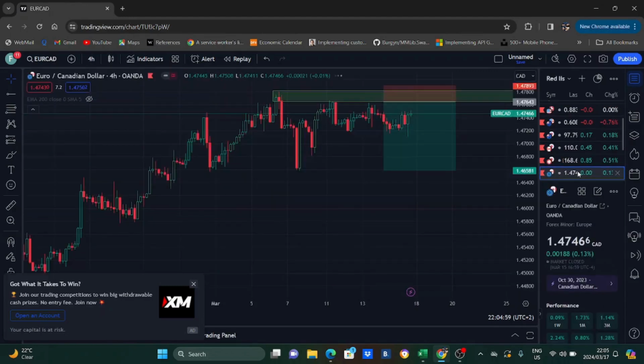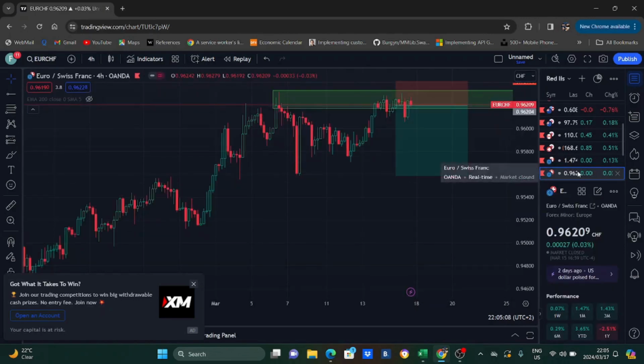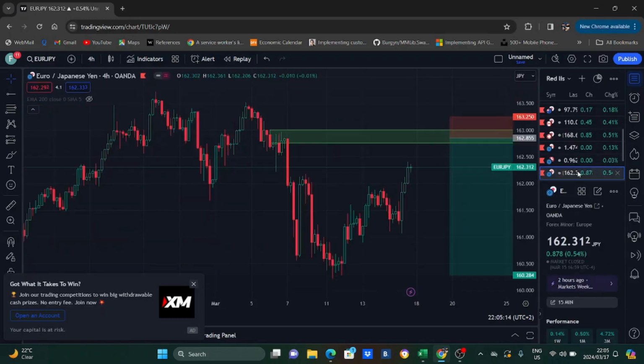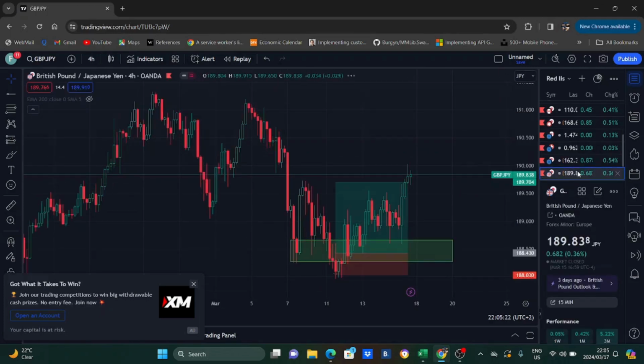So we go to EuroCAD. EuroCAD was not triggered, so I'm still waiting for a trigger here as well. CHF, this one is triggered. It's probably in losses. I'm waiting for it to push to the downside. Let's see. I'm waiting for EuroJPY to be triggered. So it's going there. Keep on pushing, so that you can give me my profit. Let's see. This one I got taken out.